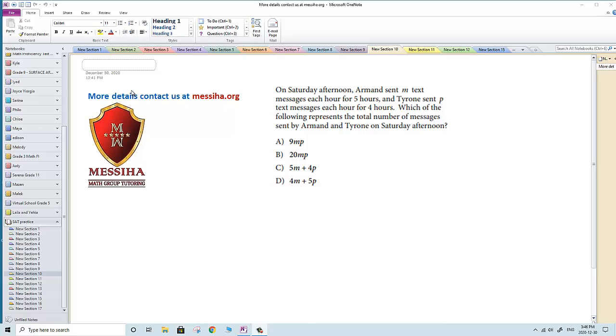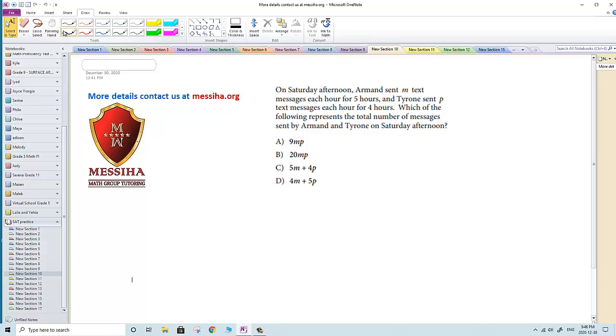Hi student. Another question saying on Saturday afternoon, Armand sent M text messages each hour for 5 hours. So it's very important that we know that this is related to Armand. So Armand, M text messages each hour for 5 hours. And after that, I'm gonna do it with another color. Tyron sent P text messages each 4 hours.